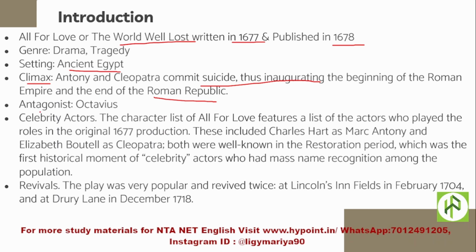The antagonist of the play is Octavius. We have celebrity actors. The character list of All for Love features a list of actors who played the roles in the original 1677 production. So when it was actually played in 1677, the celebrity actors of the time played major roles in the play. This included Charles Hart as Mark Antony, and Elizabeth Boutell as Cleopatra. Both were well known in the Restoration period.